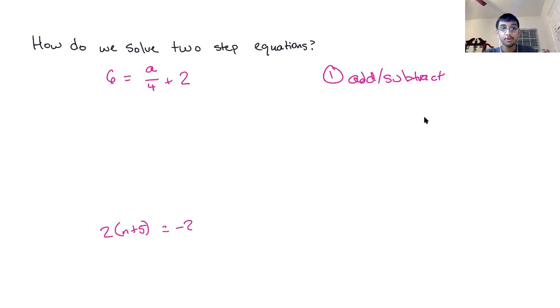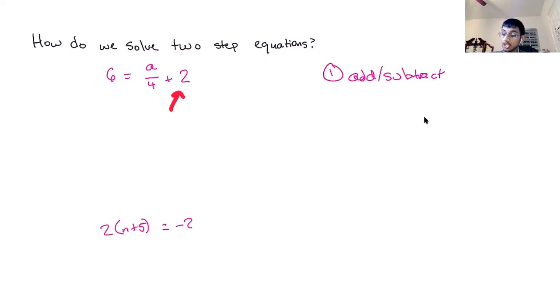We have 6 is equal to a over 4 plus 2. The first thing I see is that there's a plus 2 over here, and there's just a 6 over here. So what if I decided that I wanted to move the 2 from here to here? I want to get rid of the 2 on this side so I could just have a one-step equation. So it's not too bad.